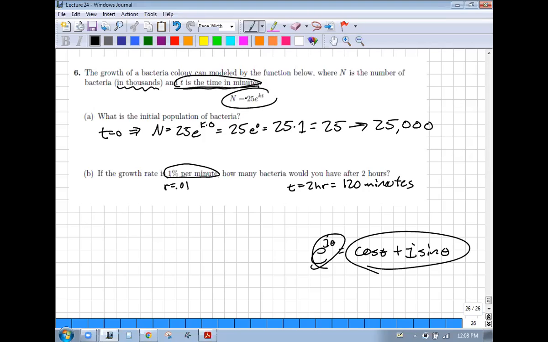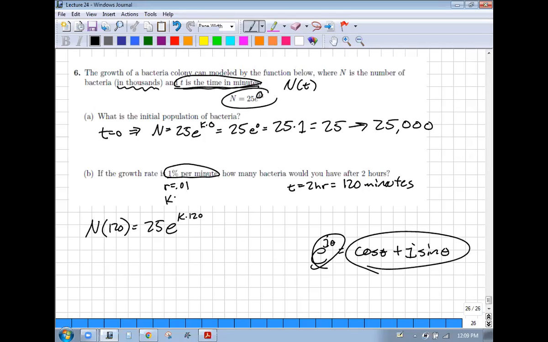So in here, n is a function of time. So if we plug in 120, we have 25 times e to the k times 120, growth rate. Oh, I said R equals 0.1.